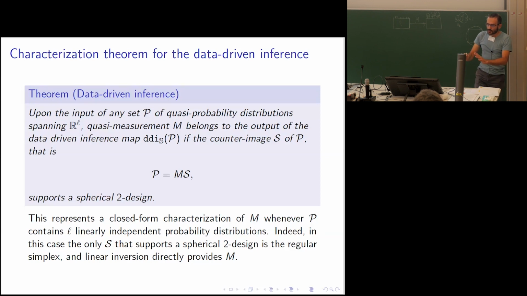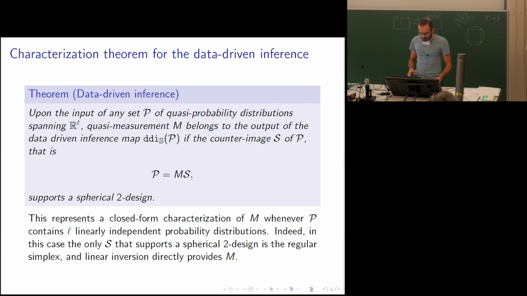Okay, you have some observations. I say this again because this is the core point. You have some observations. You treat them as if they had been generated by a spherical design. You have no idea what was in there, but pretend that there was a spherical design. You do the linear inversion, the same you would do in basic tomography, okay? And you get a measurement. Because you used a spherical design, you are guaranteed that the measurement you get is optimal in this inferential sense.